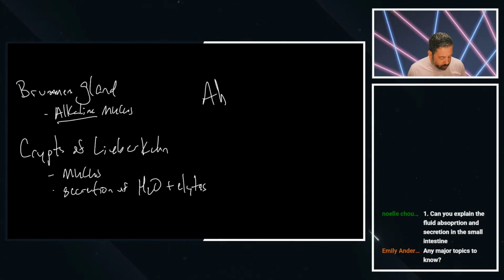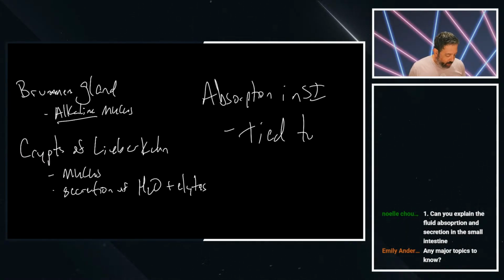The other important thing to remember with regards to absorption in the small intestine is that it's all tied to sodium. You need sodium there in order for it to work properly to absorb the nutrients. Sodium is needed for that co-transport. So make sure you remember that sodium is the main ion for all the transport and uptake of the nutrients and amino acids and glucose and all that stuff.